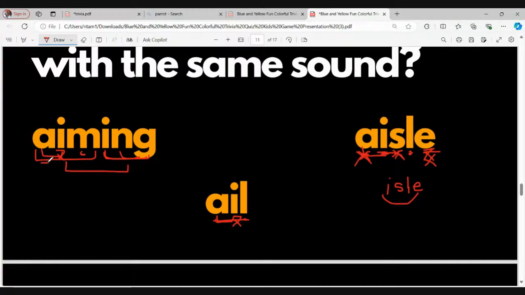So let's say the word is again aiming, which means your purpose, or you are pointing to something. Ail means when you're in trouble, or when you are in some kind of difficulty, problem, distress or pain. And aisle there means that passageway, or that space that is placed between two rows of seats, one on the left, one on the right. The passageway in between is called the aisle.